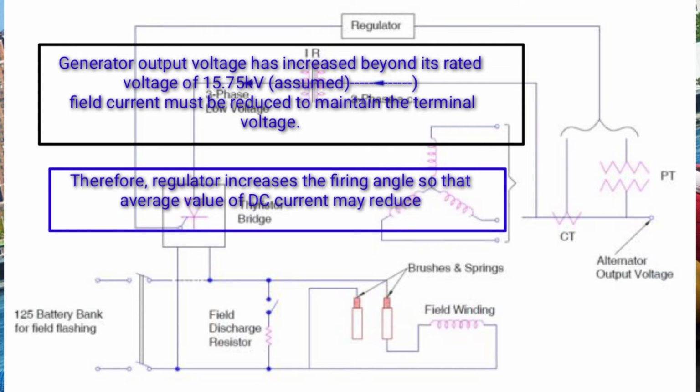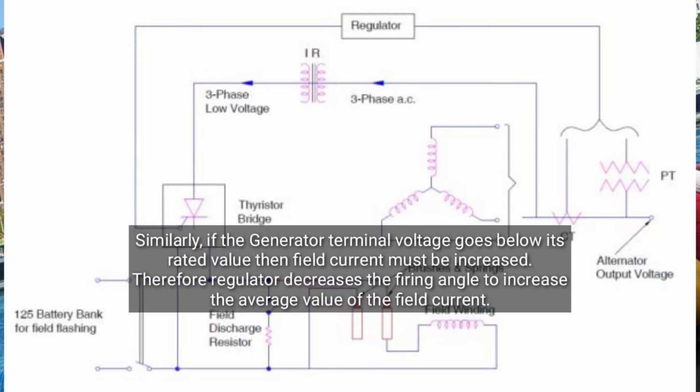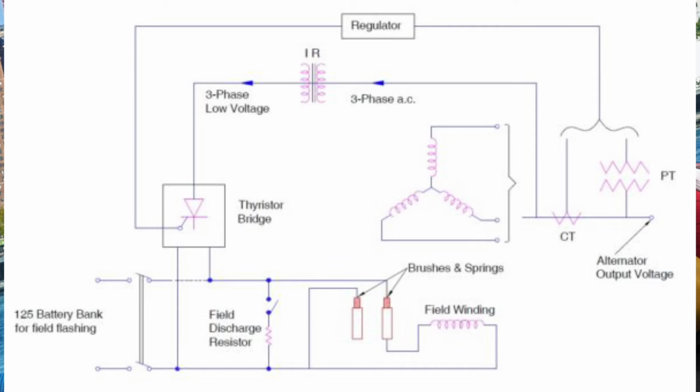Therefore, the regulator increases the firing angle so that the average value of DC current may reduce. Similarly, if the generator terminal voltage goes below its rated value, then the field current must be increased. Therefore, the regulator decreases the firing angle to increase the average value of the field current.